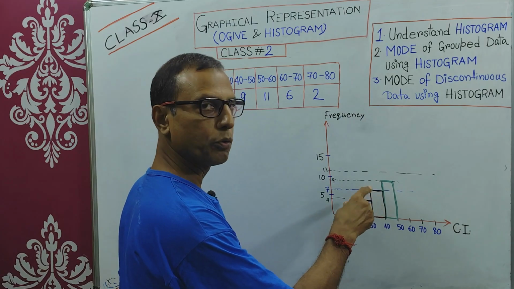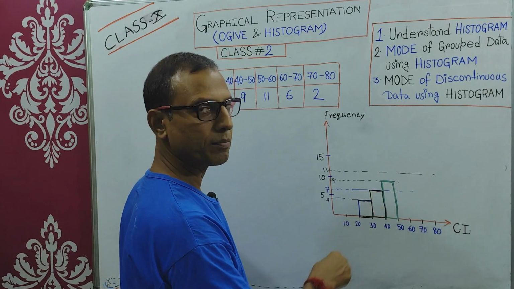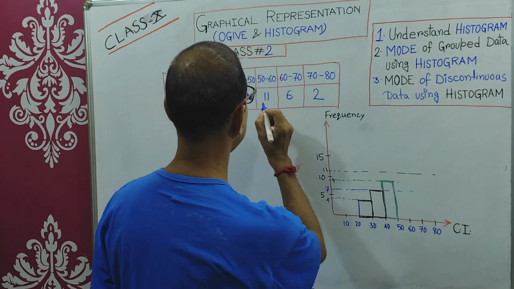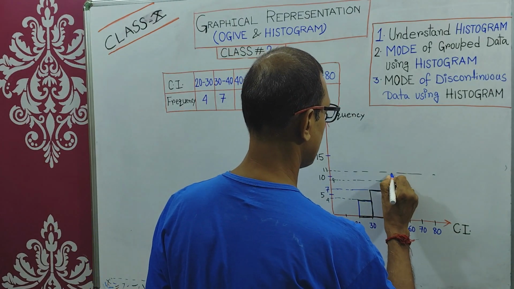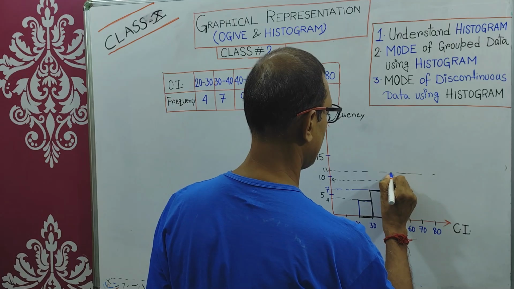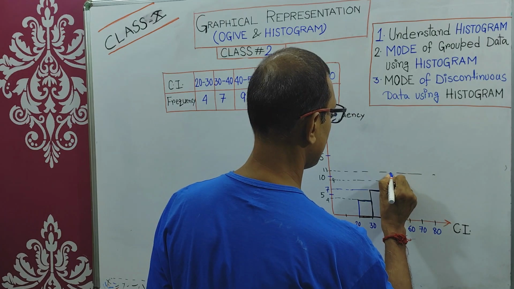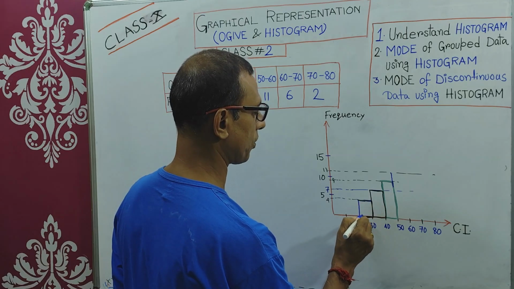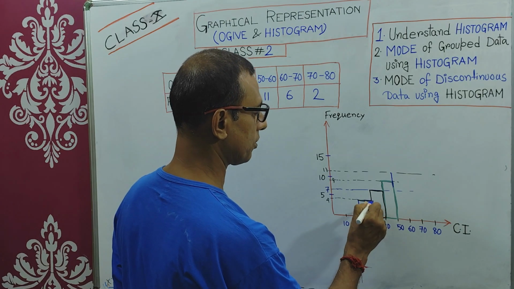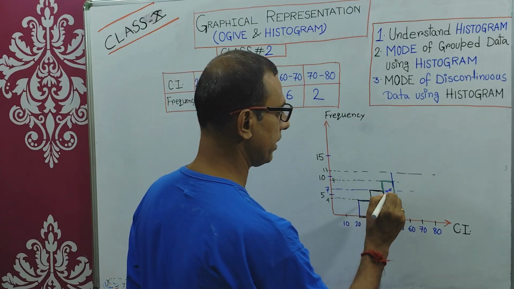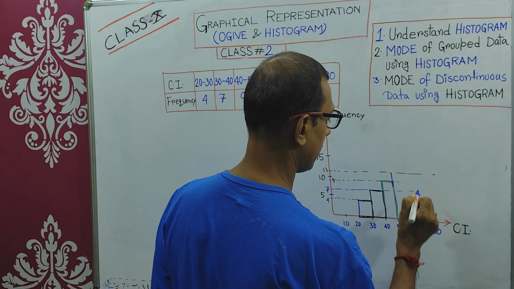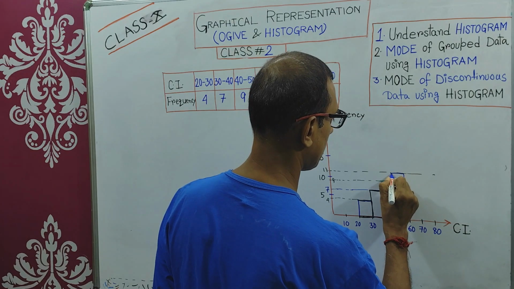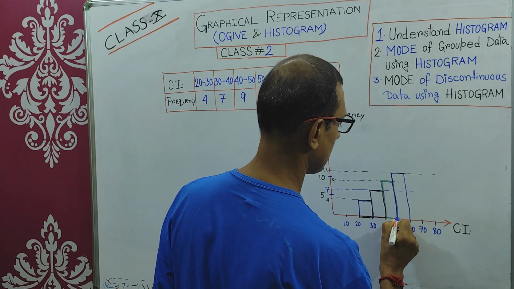While you do it in the graph, you should utilize multiple colors if possible. So 50 to 60 it is 11, and it will extend this part here. It is continuous: 30 is where 20 to 30 ends, and again from 30 there is no gap along the x-axis. So this one is 50 to 60.